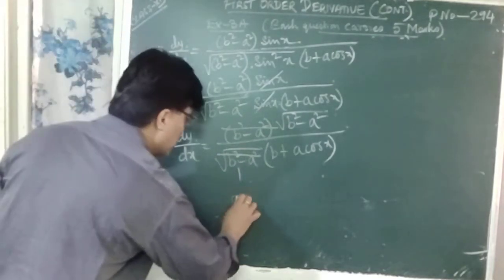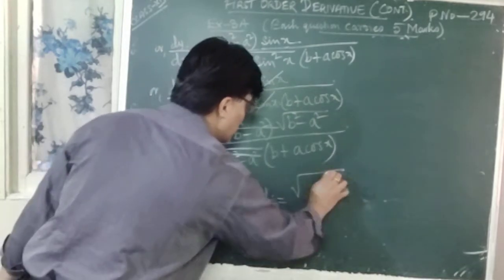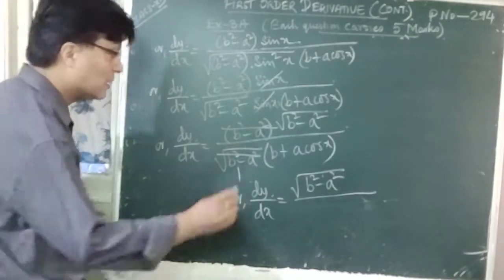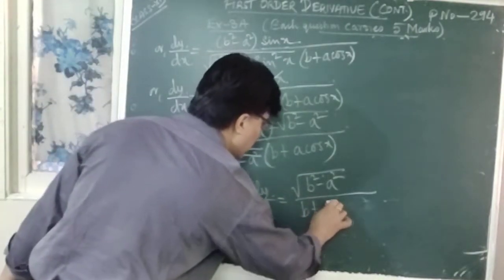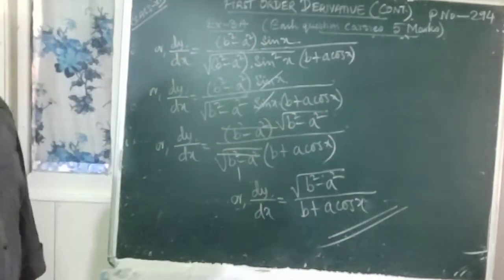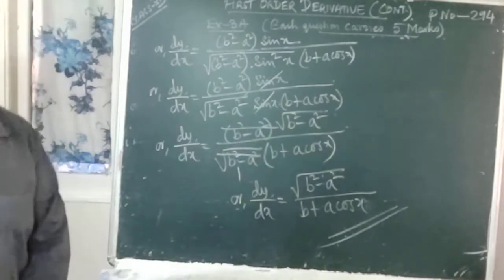Clear? So what is the value for dy by dx now? So dy by dx is equal to, within square root it is b square minus a square divided by, in the denominator we have b plus a cos x. So this is the final answer. Understood? So we'll do the next problem now.